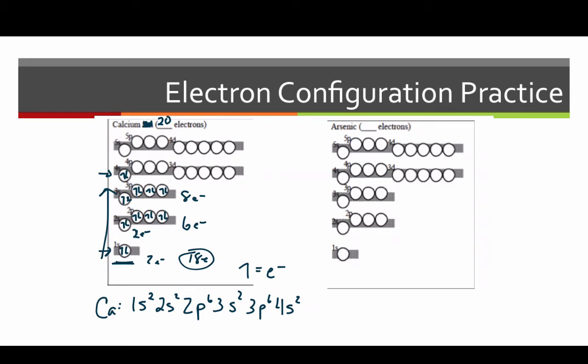Same thing can be done for arsenic. So arsenic's going to end up having 33 electrons. We're going to do it the same way we did everything else. So I'll start down here at 1s, and I will start to fill in, move that over for you, and I'll start to fill in all of my orbitals with 2 electrons as I go.